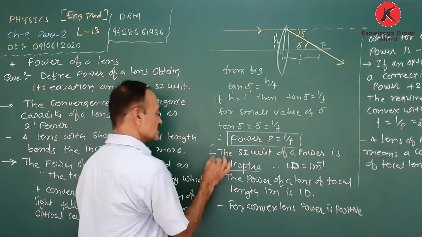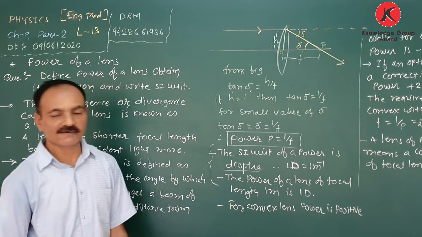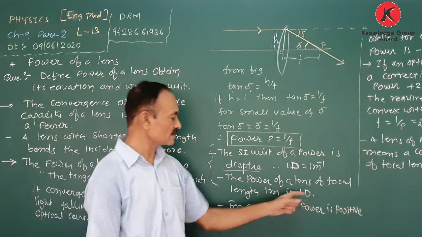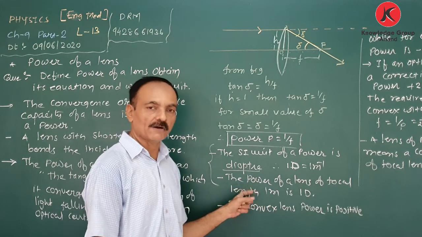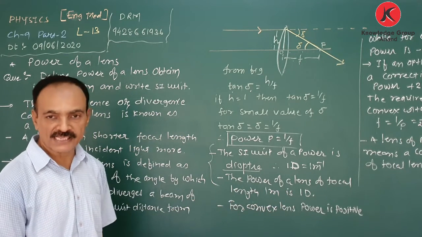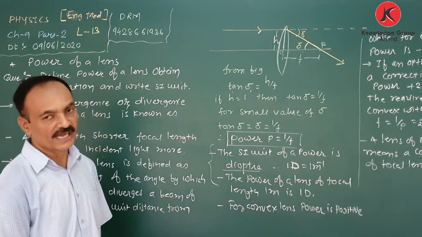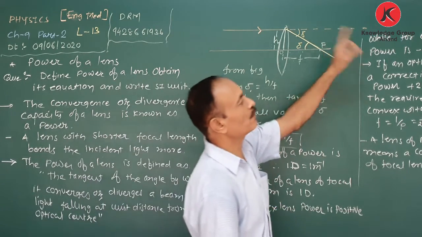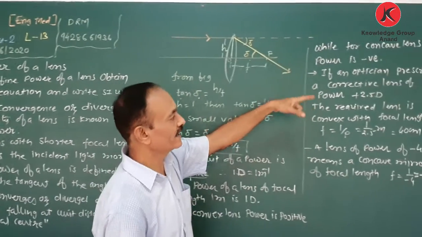So keep in mind this SI unit, frequently asked in board exams as a 1 mark question, and the definition of the diopter: the power of a lens of focal length 1 meter is 1 diopter. Power of a convex lens is positive, power of a concave lens is negative.